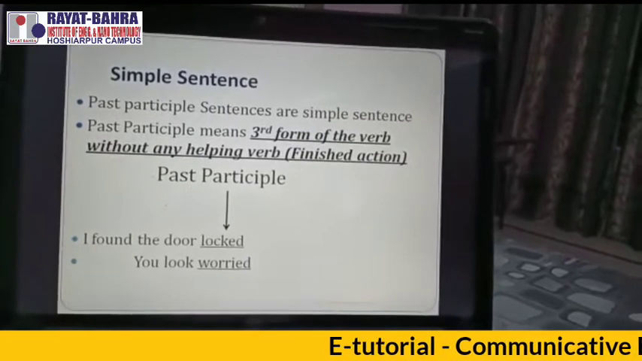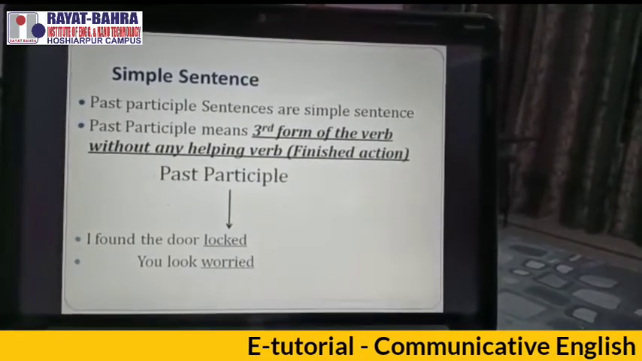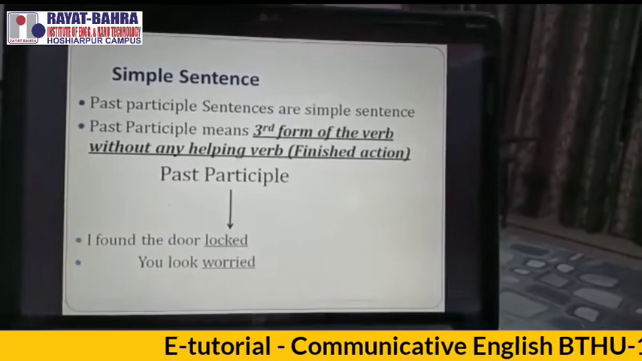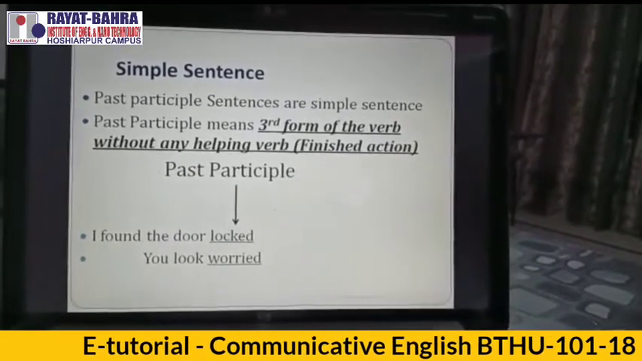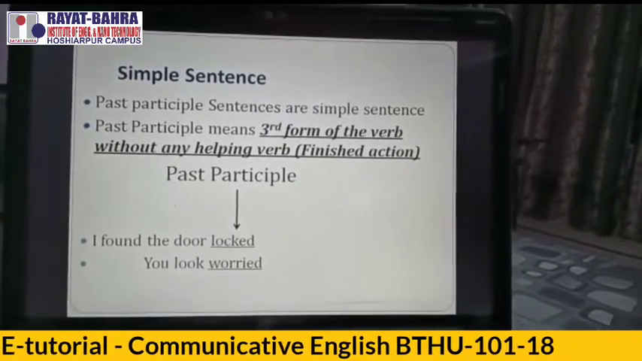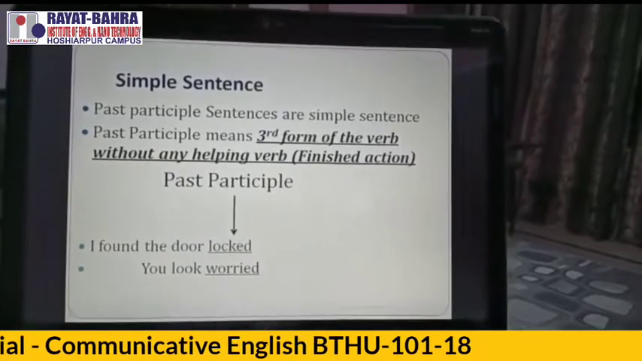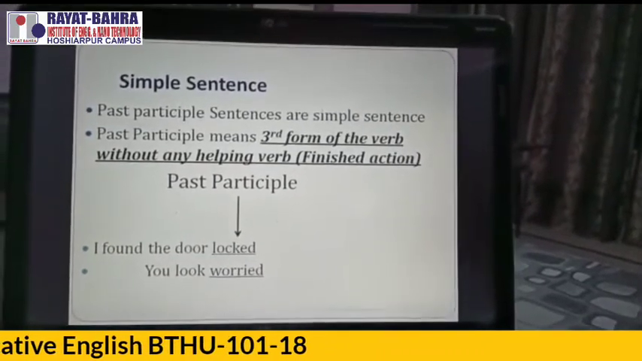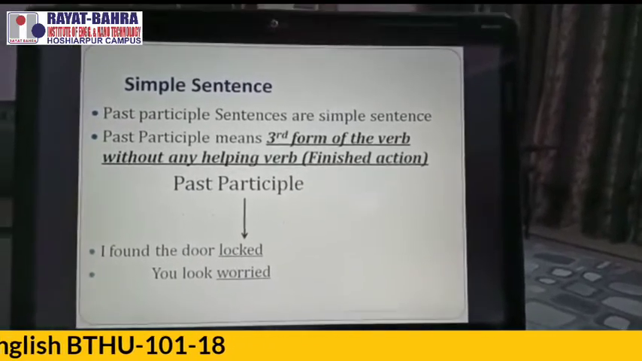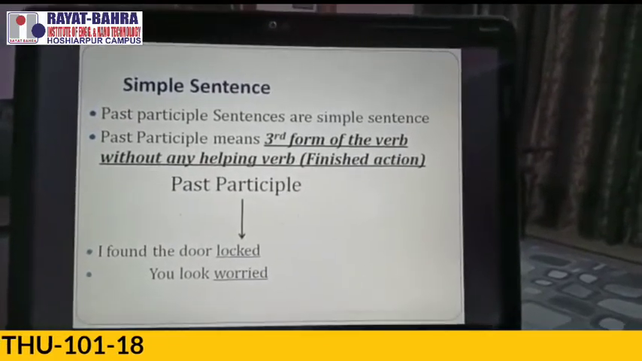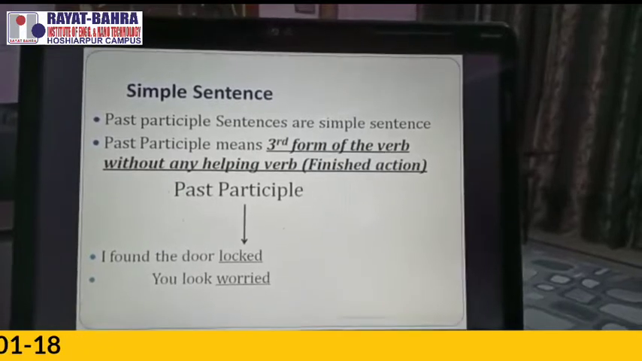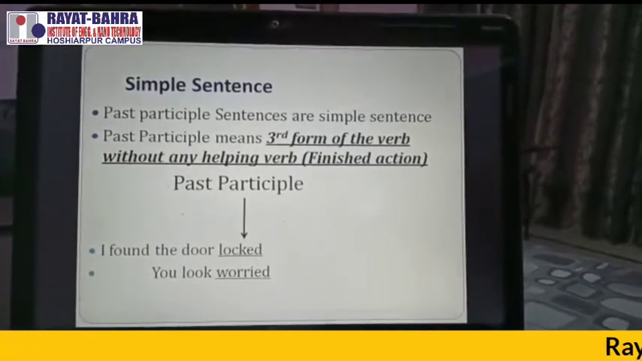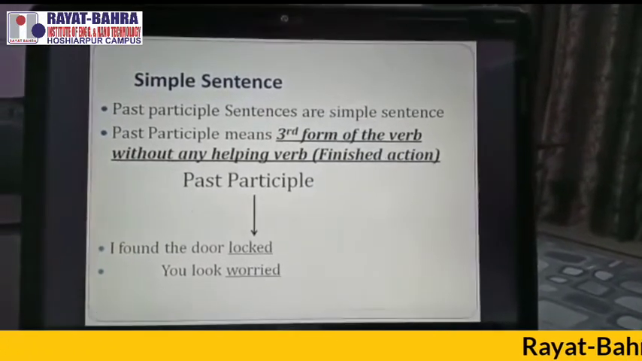Past participle sentences are also simple sentences. Now what is a past participle? It is where we use the third form of the verb without any helping verb, because as a general rule of grammar we never use the third form of the verb without a helping verb. But the sentences where we use the third form of the verb without any helping verb and which indicate a finished action are past participle sentences.